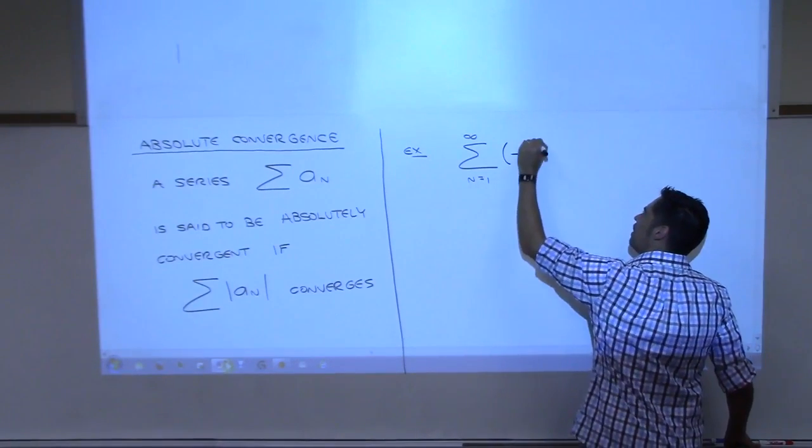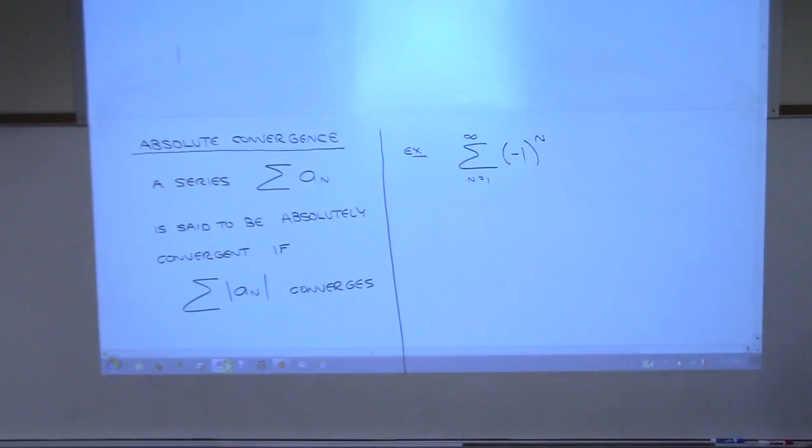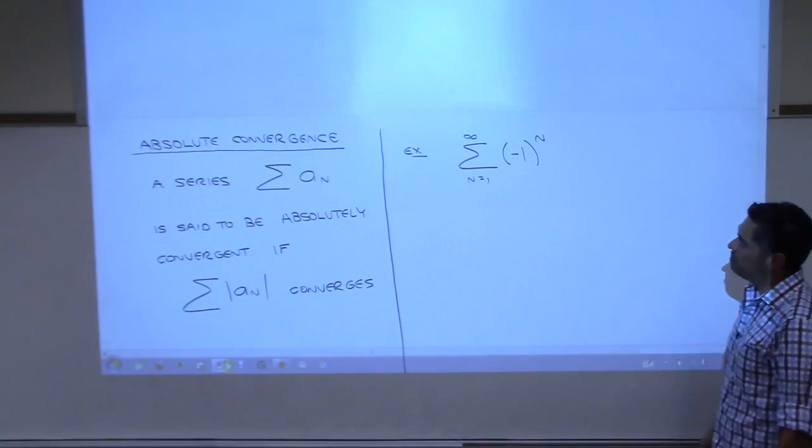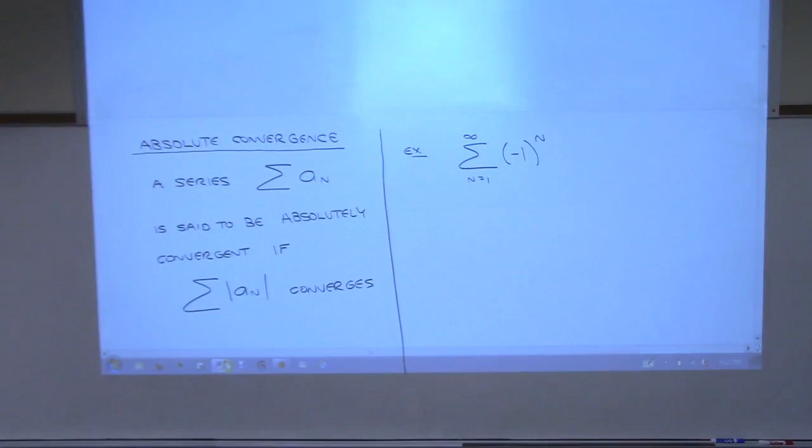I don't think this is going to be a good illustration. What does this series do? It alternates, right? It's just like -1 + 1, -1 + 1, -1 + 1. Isn't that what this is?